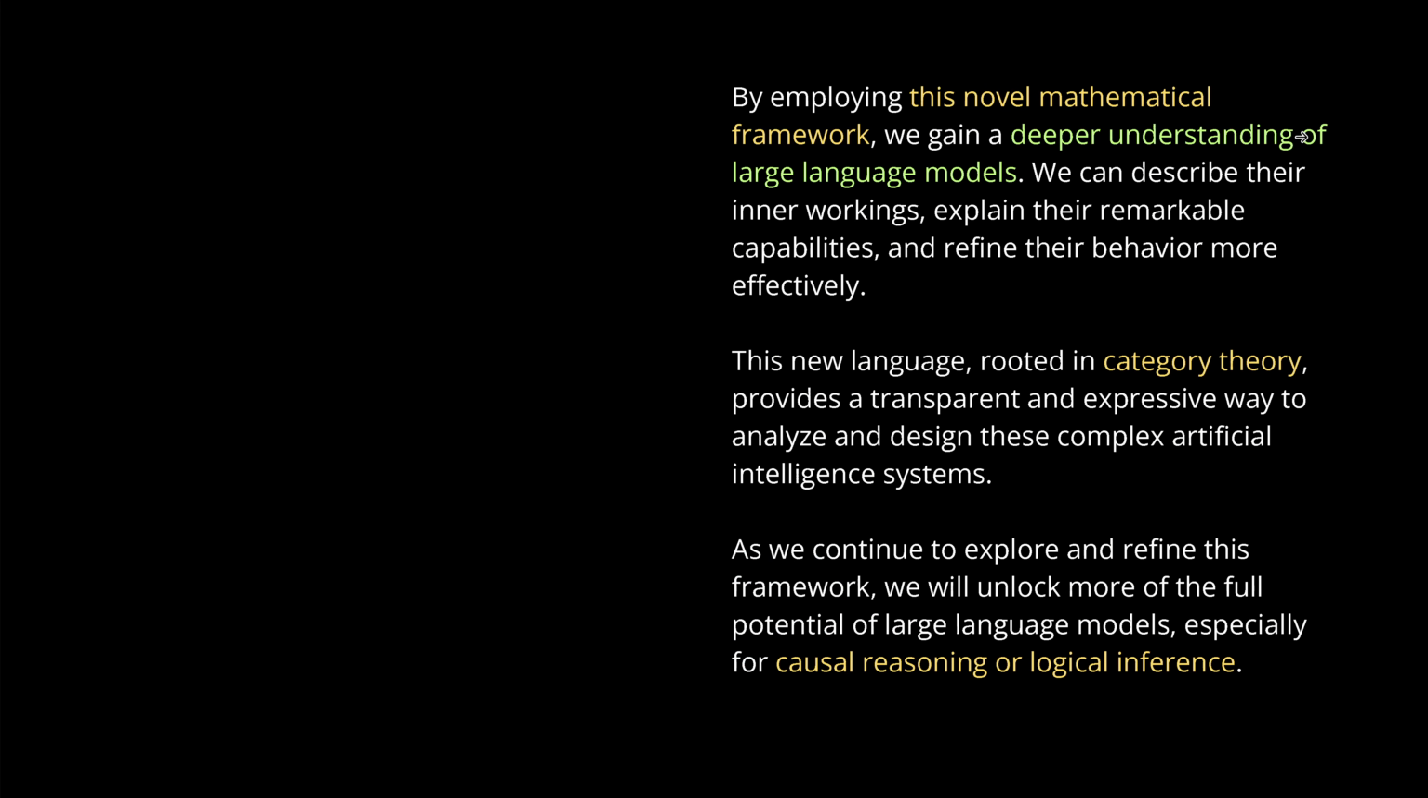Okay. So, a novel mathematical framework, and we get a deeper understanding of LLMs. We can try to describe here their inner workings and refine their behavior more efficiently. And this new mathematical framework, if you want, is rooted in category theory. And this gives us some insight. We want our LLMs to get better in reasoning, causal reasoning, logical inference, and they should not hallucinate, not make mistakes, and we want to optimize our neural network structure, may it be on the transformer level or any other more advanced composition.